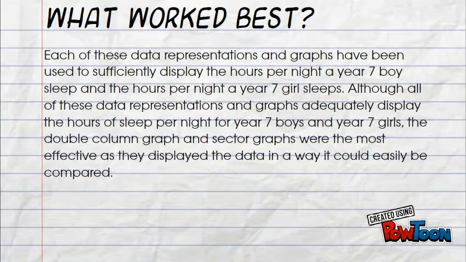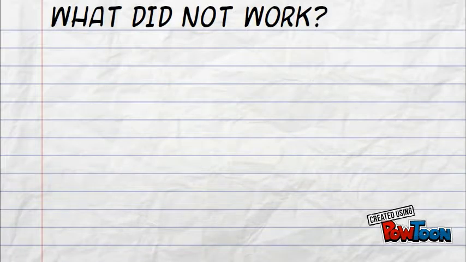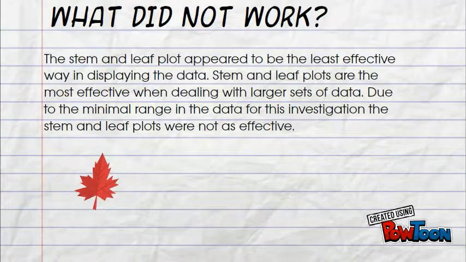What worked best? Each of the data representations and graphs has been used to sufficiently display the hours of sleep per night for Year 7 boys and Year 7 girls. Although all of these data representations and graphs adequately display the hours of sleep per night for Year 7 boys and girls, the double column graph and sector graphs were the most effective. What did not work? The stem and leaf plot appeared to be the least effective way of displaying the data. Stem and leaf plots are the most effective when dealing with larger sets of data. Due to the minimal range in data for this investigation, the stem and leaf plots were not as effective.